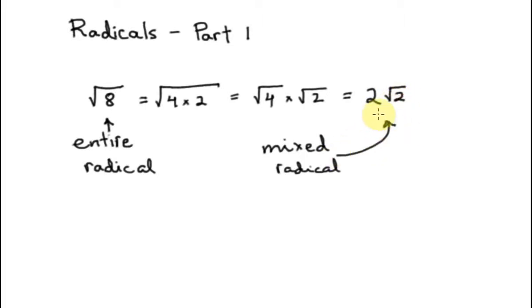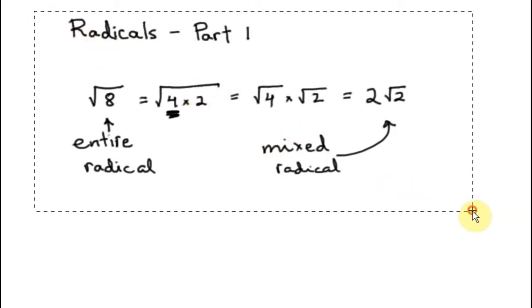It's called a mixed radical because it has a number out in front and a radical. And the entire radical just has the square root of a number, no number out in front. The key to the whole thing is recognizing that one of these factors of 8 is a perfect square number, like the square root of 4. It turns into a really nice whole number when we're done. So let's look at another example. Just clear this off the screen.